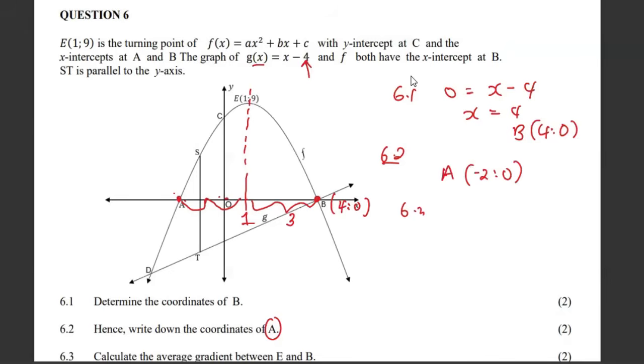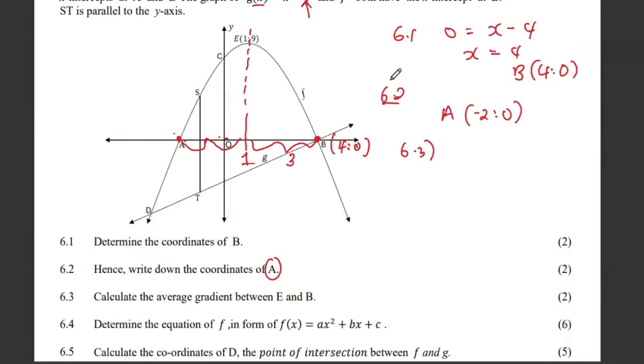And then 6.3, they want the average gradient between E and B. Man, this paper looks familiar. It's like we've done these questions before. Gradient of E and B is going to be change in y over change in x. So we're going to have a 9 minus 0 over 1 minus 4. That's a 9 over negative 3, which becomes just a negative 3.